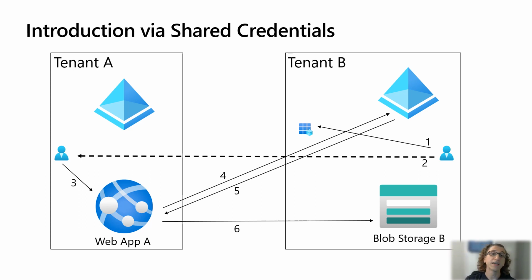Step number 5, the token issuing service is going to validate the caller's proof of identity and respond, hey, I know you, web app A. Oh, and you're trying to talk to blob storage B? I know that guy too. Great guy. Sure. Here's your access token. And step number 6, after that exchange, web app A is going to have a proper access token, and it's going to be able to make authenticated calls to blob storage B. All right, great. We have a solution for making cross-tenant calls.